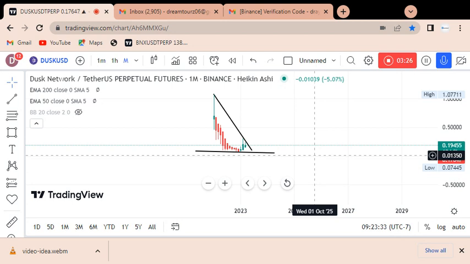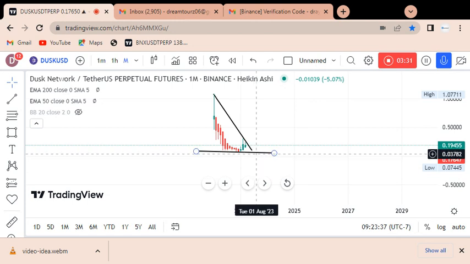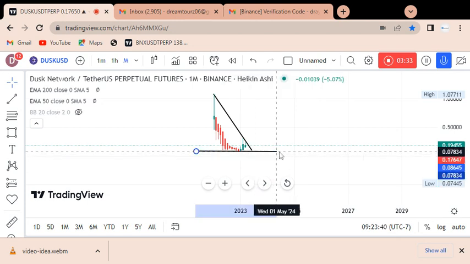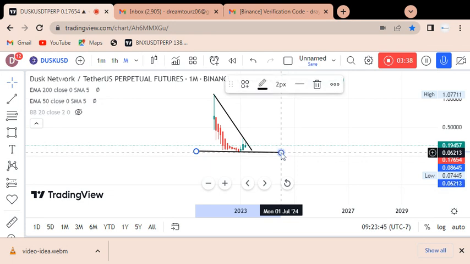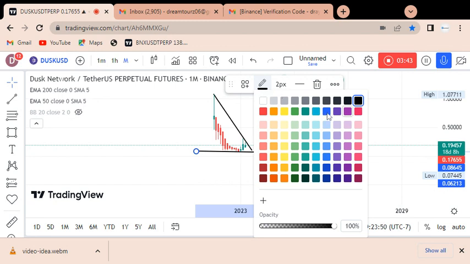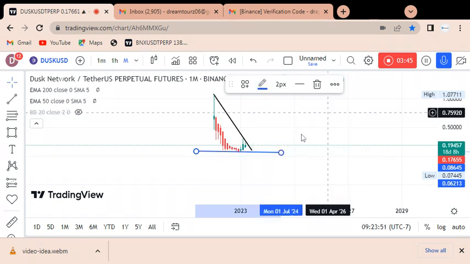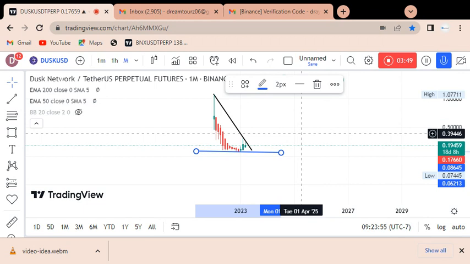Sorry, this is our recent support. This is not a resistance line. This line is our recent support. I'll make the line blue. These are recent supports. That is why when price got here, it bounced back, and that's why we got these two green candles. That's our recent support on the monthly time frame. Then we're going to check our recent resistance. The blue line is a support line.